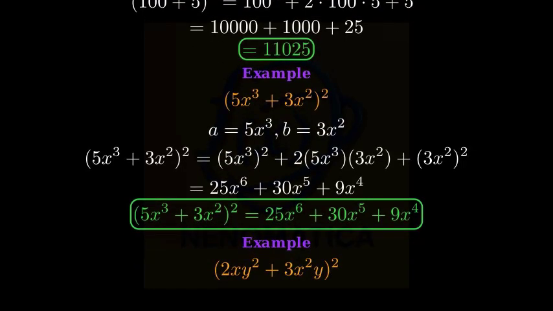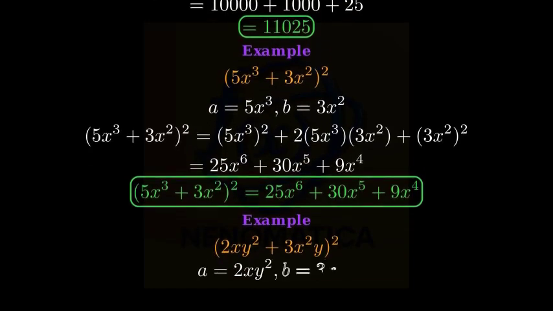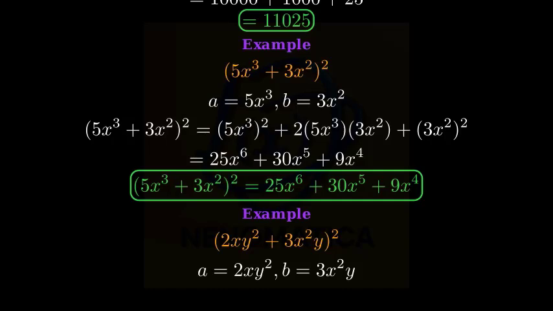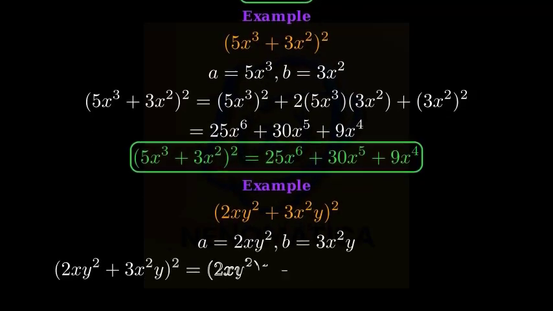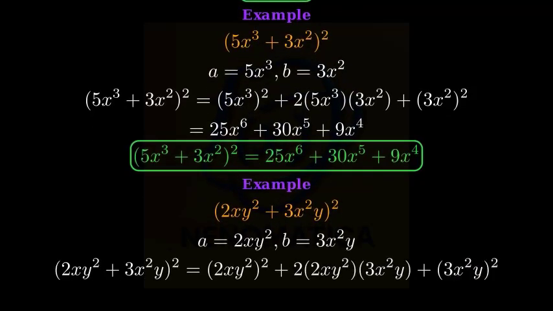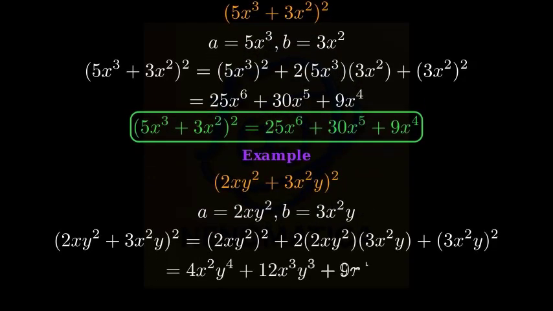We want to expand (2xy² + 3x²y)². Using our formula again, we identify a as 2xy² and b as 3x²y. Applying the formula, we have (2xy²)² + 2 times 2xy² times 3x²y + (3x²y)². Let's compute each term.